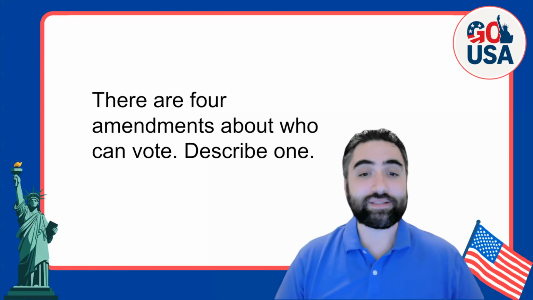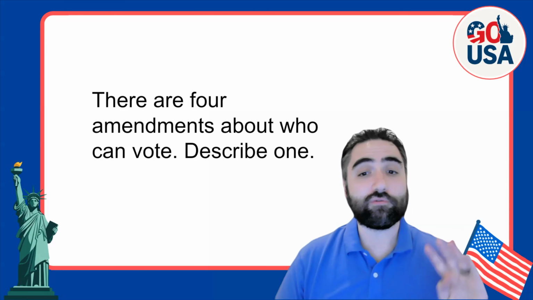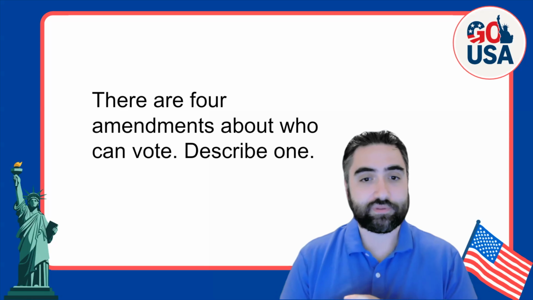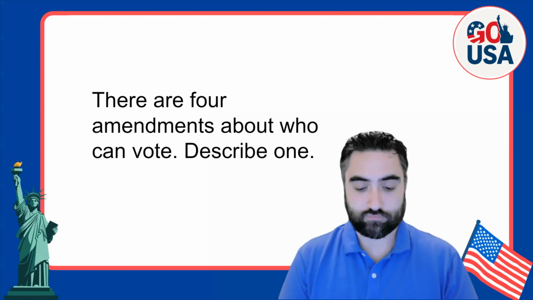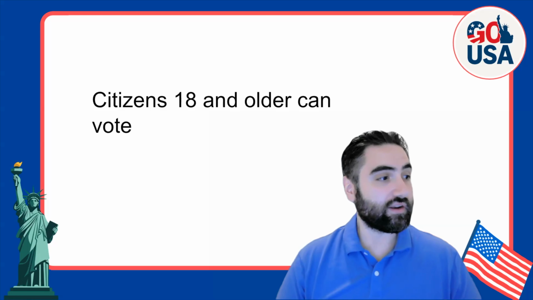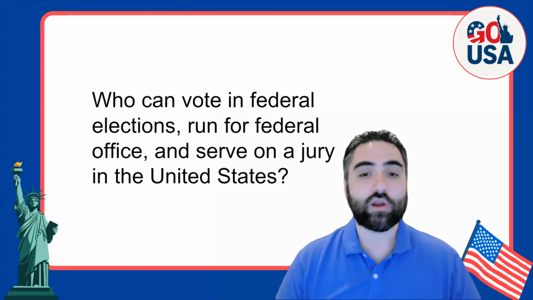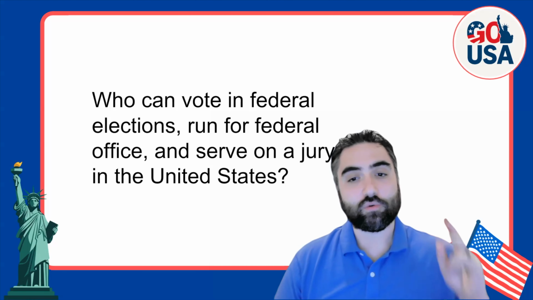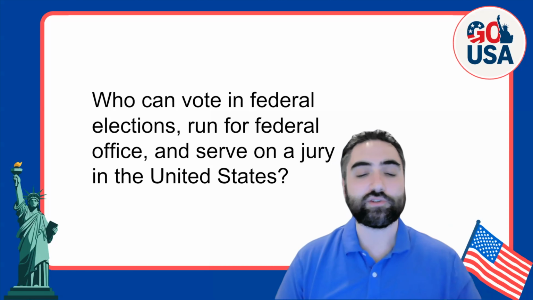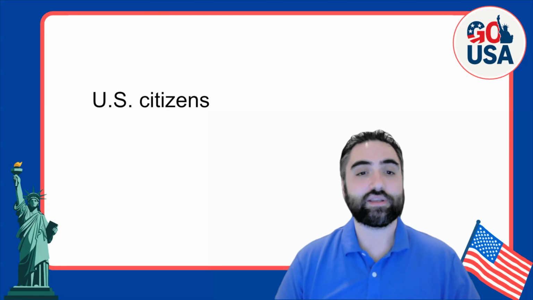There are 4 amendments about who can vote. Describe one. Citizens 18 and older can vote. Who can vote in federal elections, run for federal office, and serve on a jury in the United States? U.S. citizens can do those things.